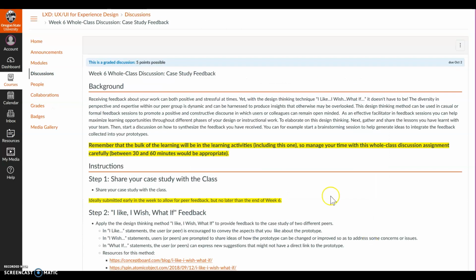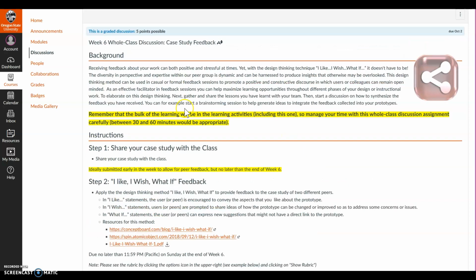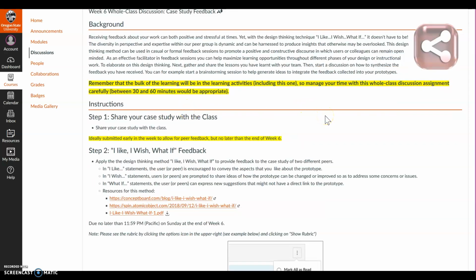Then you will go on and you will submit your case study also to the entire class. That would be to this discussion group. And then you'll be giving peer feedback to one another using this I like, I wish, what if feedback. And there's some examples here of how that would work. And it's really just a form of giving some positive praise, giving some constructive feedback, and then also thinking about possibilities that perhaps someone hadn't thought about for their case study.